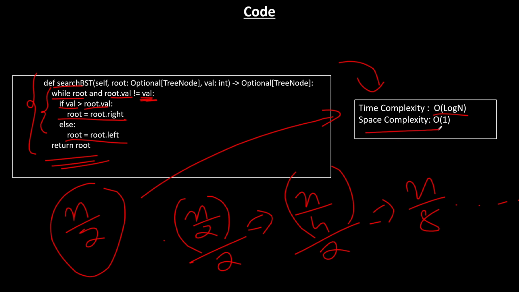And space complexity is O of 1 because we are not using any extra space or any extra stack space in our program. I hope you understood this code explanation. Now let's move to the next slide.